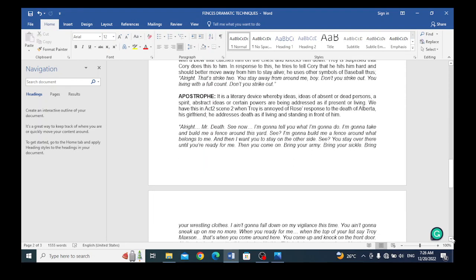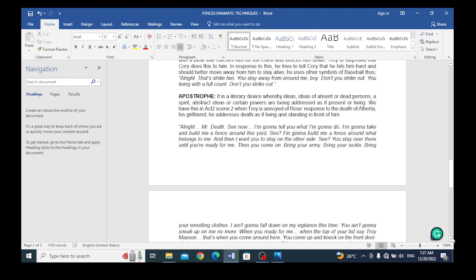There is also the use of apostrophe. It is a literary device whereby ideas of absent or dead persons, a spirit, abstract ideas, or certain powers are being addressed as if present or living. We have this in Act 2, Scene 2, when Troy is annoyed of Rose's response to the death of Alberta, his girlfriend. He addresses death as if living, standing in front of him.